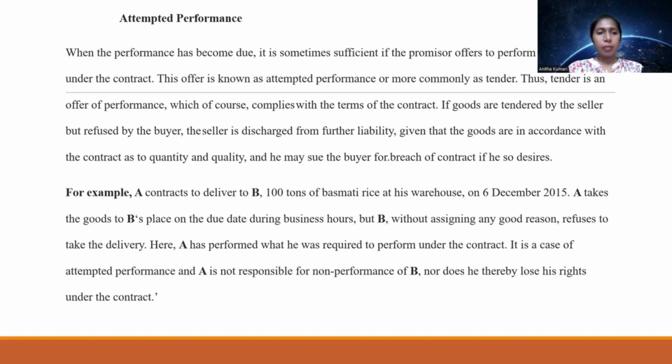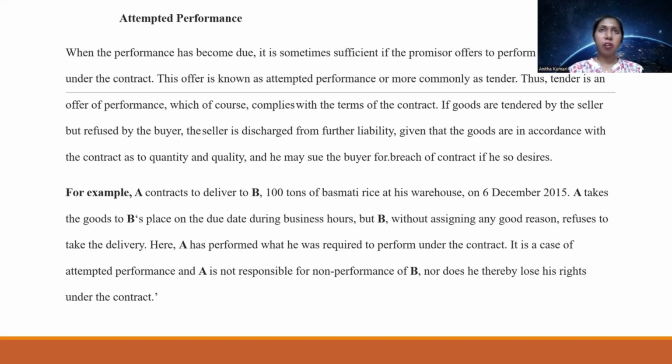For example, A contracts to deliver to B 100 tons of basmati rice at his warehouse on December 6, 2015. A takes the goods to B's place on the due date during business hours, but B, without assigning any good reason, refused to take the delivery. So in this example, as per the contract, A delivered the goods at B's place, but B is refusing to accept them. This is called attempted performance. Attempted means either one party has completed his performance, or both parties are yet to complete their performance.